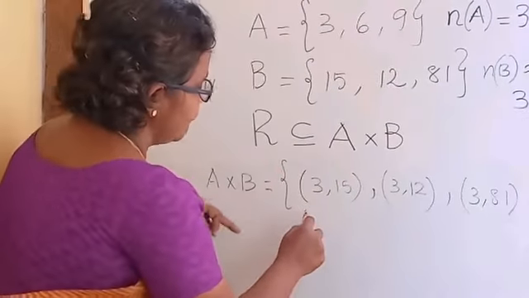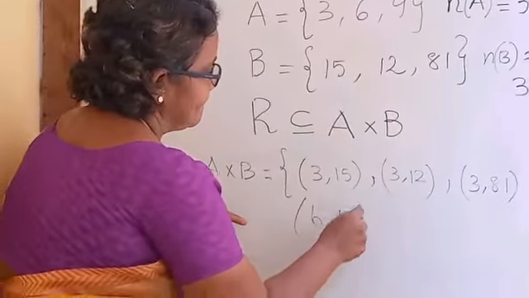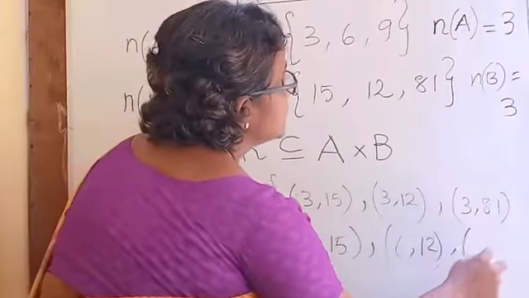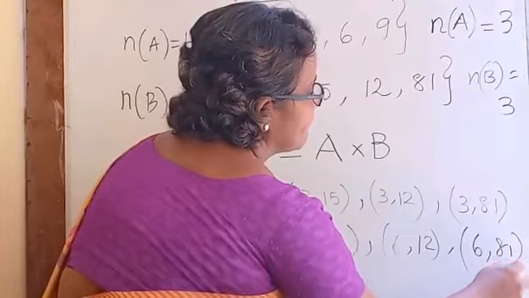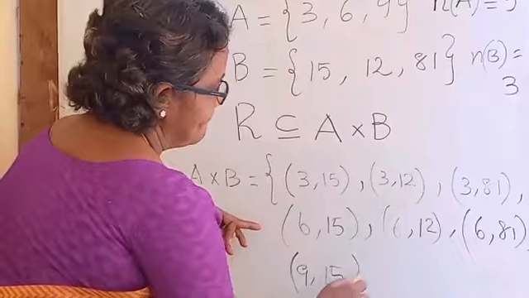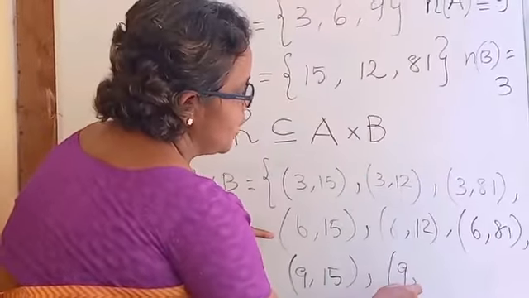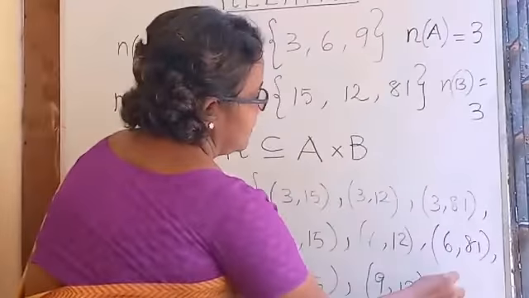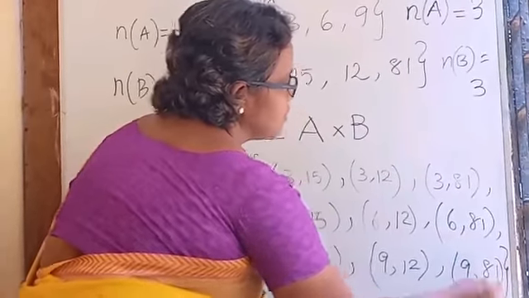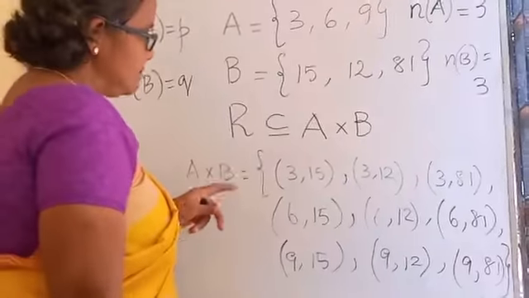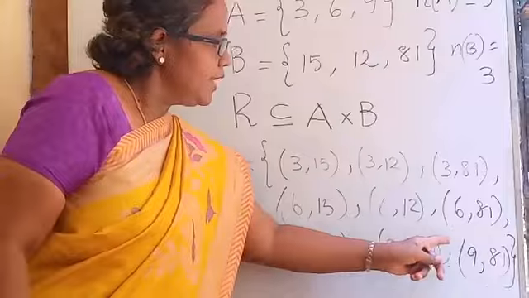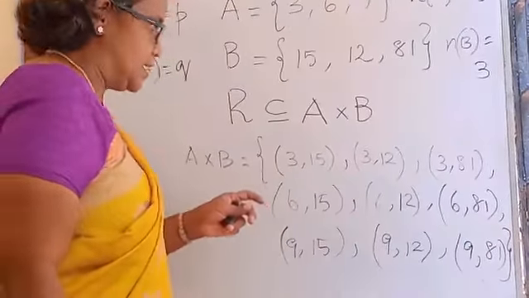Then, 6 and 15. 6, 12. 6, 81. 9, 15. 9, 12. 9, 81. And close it with the curly braces. Now count the number of elements present within the set. There are 9 elements present within the set.